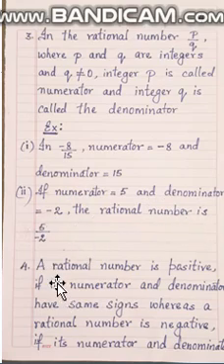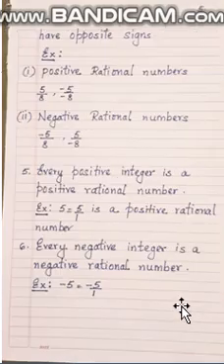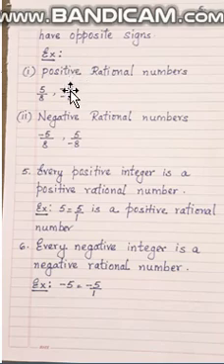Next point, a rational number is positive if its numerator and denominator have same signs, whereas a rational number is negative if its numerator and denominator have opposite signs. Positive rational numbers: 5 by 8, minus 5 by minus 8. Same signs, plus and plus in the numerator and the denominator. Here, minus signs in the numerator and the denominator. So these are positive rational numbers.